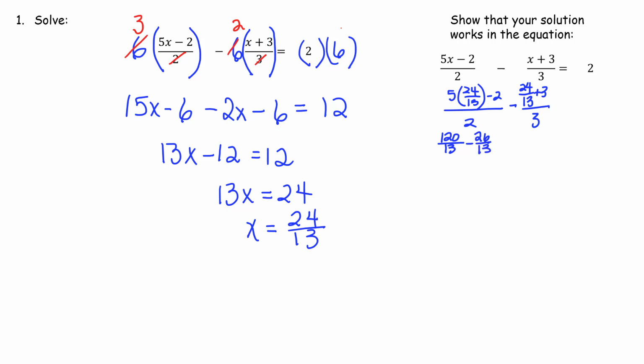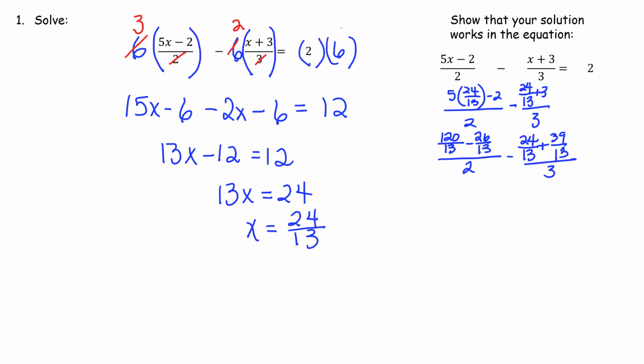We're going to find out if it equals 2. So 5 times 24/13 is 120 over 13, and then minus 2, which is 26 over 13, and that's all over 2. The second part, we're subtracting 24 over 13 plus 39 over 13, because 3 is 39 over 13, and all of that is over 3.